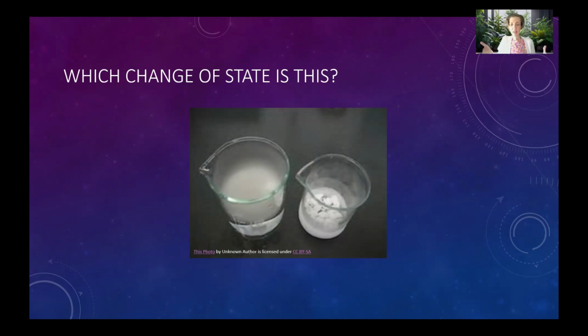This is sublimation. Okay, so let's write that one out. This one is probably one you're not as familiar with. Sublimation. So this is when a solid turns directly into a gas. It doesn't turn into a liquid, it turns directly into a gas without being a liquid first.